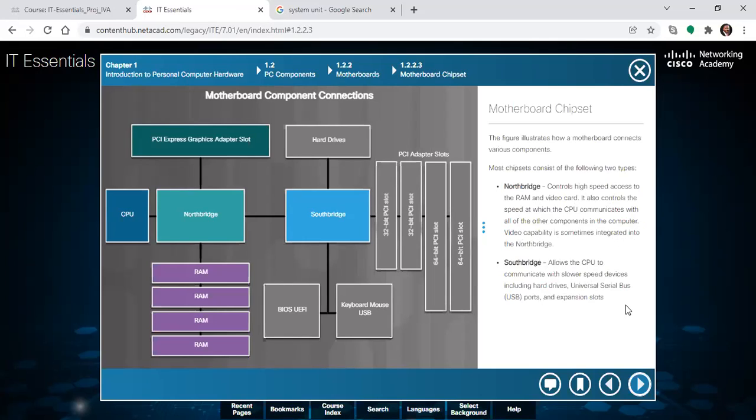So, looking at this diagram now, I want to ask a question. Who is the brain or the lead of this whole connection? CPU. Correct. CPU is the lead. That's why you see it is the first, it is the lead. So the CPU is like the president of the community.